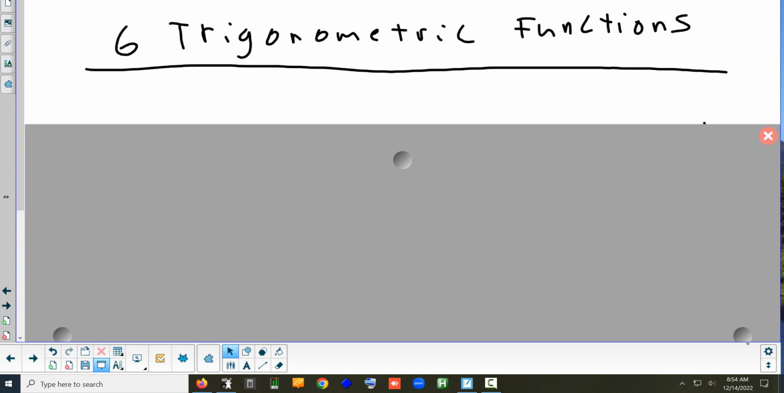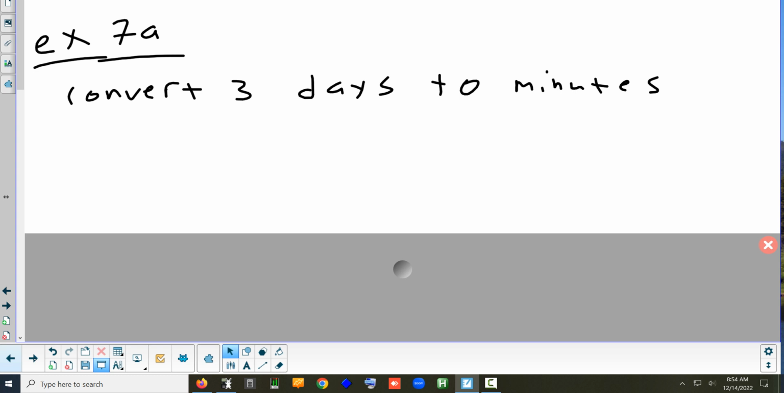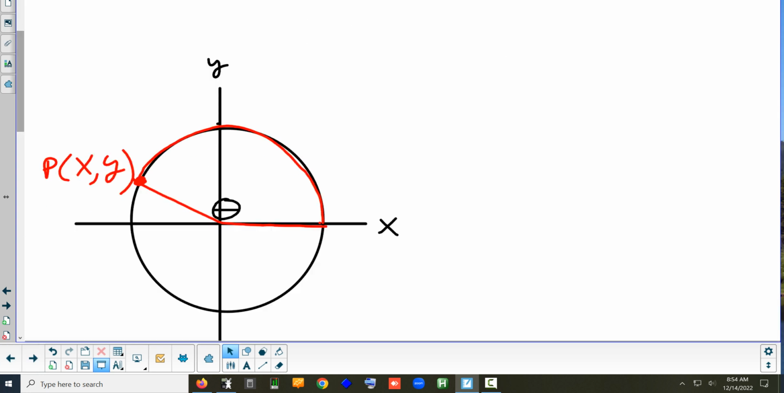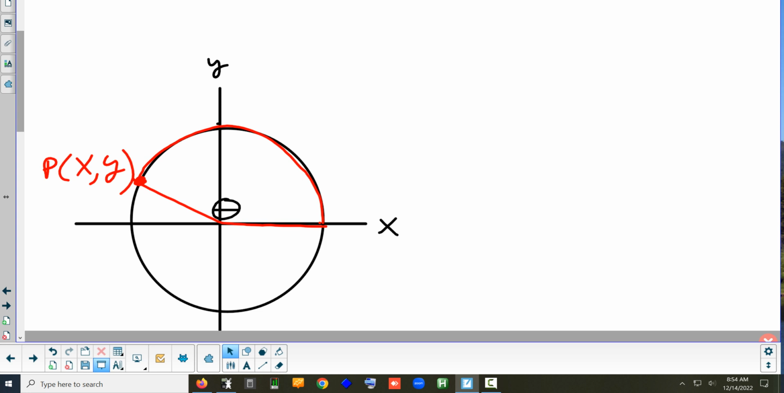All right, so last time we left off in the middle of 6.2. We had talked about what the goal is for unit circle trig. And remember, the idea is that when you draw an angle inside the circle, the terminal side is going to hit the edge of the circle somewhere. And the goal is to figure out what the coordinate is for that spot right there.